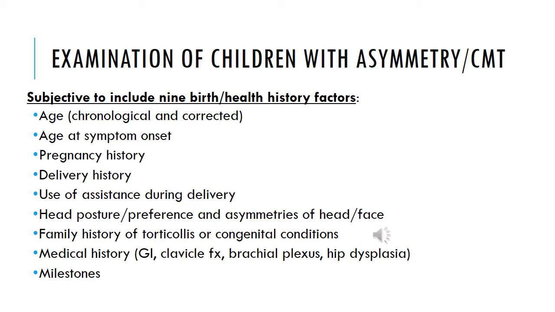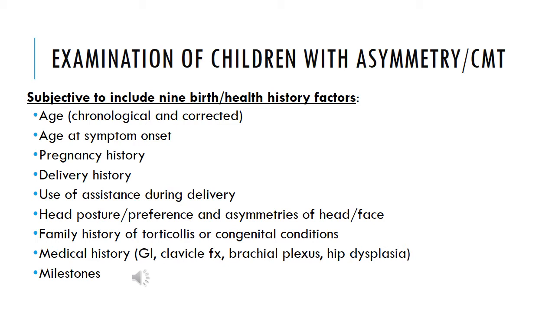It is possible that there's a genetic link component to torticollis, so you'd want to get information pertaining to that. You want to make sure that you get a thorough medical history for this child because there are many conditions across a variety of systems that can lead to asymmetry. So we're really trying to figure out the cause of the asymmetry so that we can direct intervention appropriately.